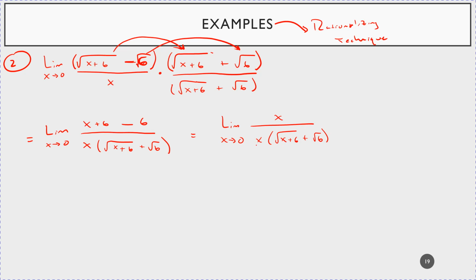So what's going to cancel? Look, the x's cancel. Boom, boom, boom. So you're left with the limit as x goes to 0 of 1 over the square root of x plus 6 plus the square root of 6. So you can now just plug 0 into this, right? This just becomes 1 over the square root of 6 plus the square root of 6, because 0 plus 6 is 6, which is just 1 over 2 square roots of 6.